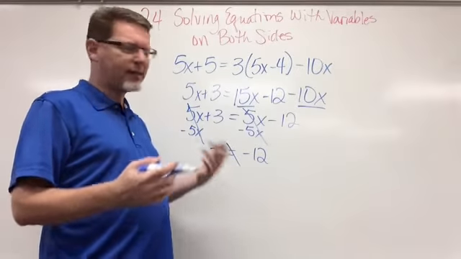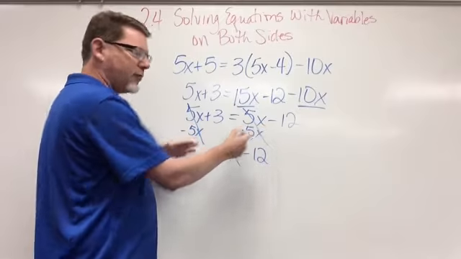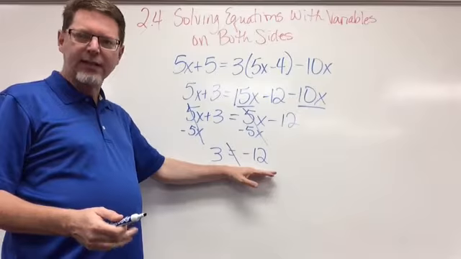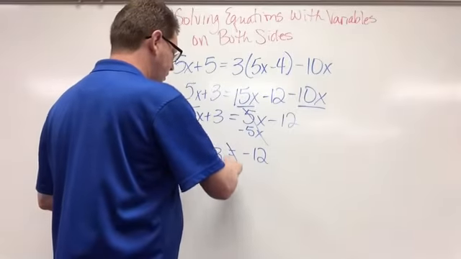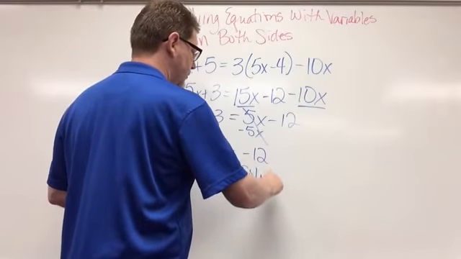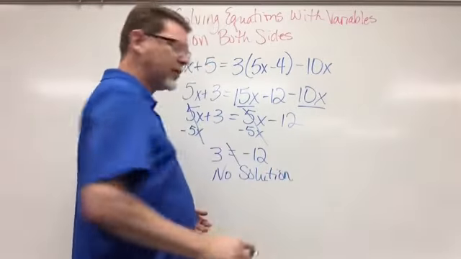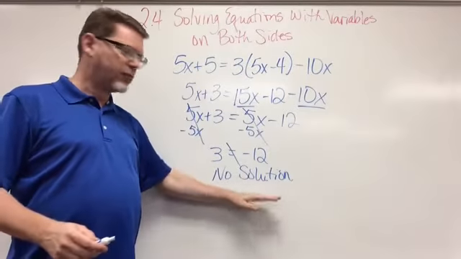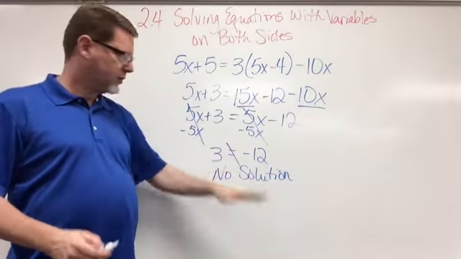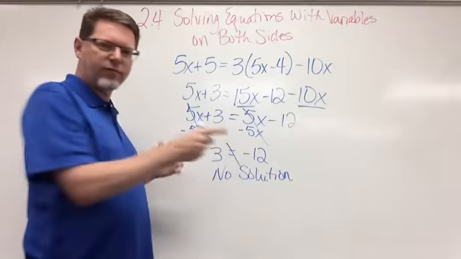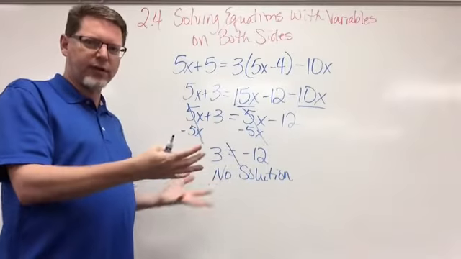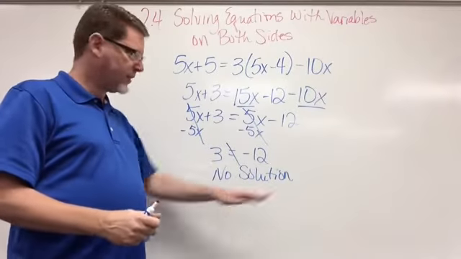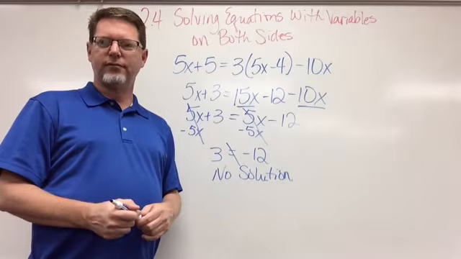So in this case, because I got rid of all my variables and I'm left with a false statement, my answer is no solution. Because there is no number that I could plug into both sides where I could get equal. When I get down here and I've gotten rid of all of my variables, there's no variables left, and I'm given a false statement, 3 does not equal negative 12, then that means I have no solution.